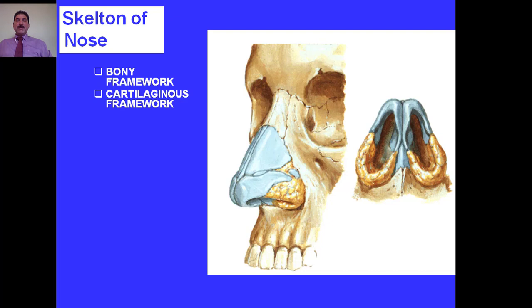Nose has bony and cartilaginous framework. The bones which contribute to the formation of the nose are nasal bones, as shown in this figure. The two nasal bones join each other at internasal suture.